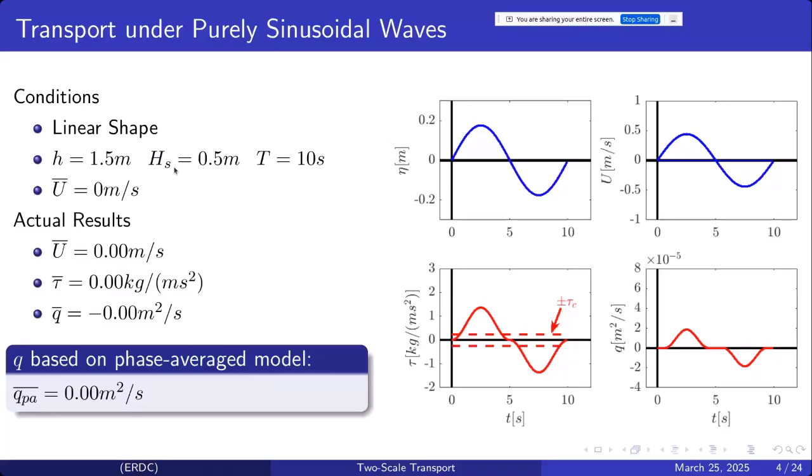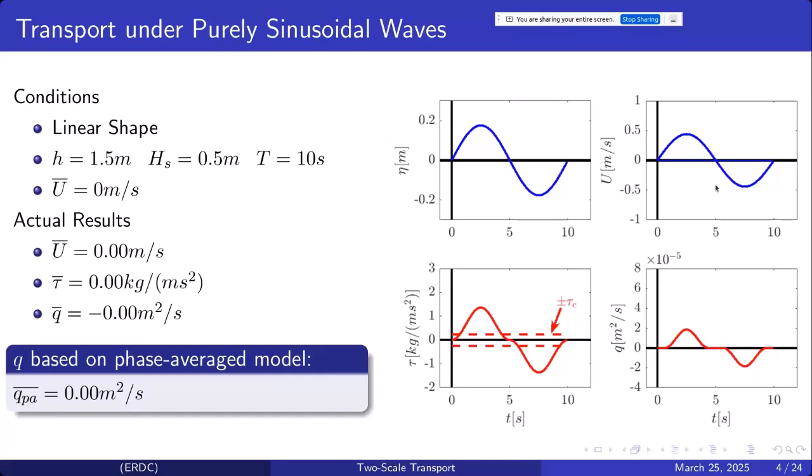If we take the very simplest of cases, we have transport under purely sinusoidal waves. So this is single frequency, monochromatic, pure tone, right? Linear in shape. And let's just make up some numbers. We'll say we have 1.5 meters depth and a 0.5 meter wave, a 10-second wave. No currents, because this is purely a sinusoidal wave.